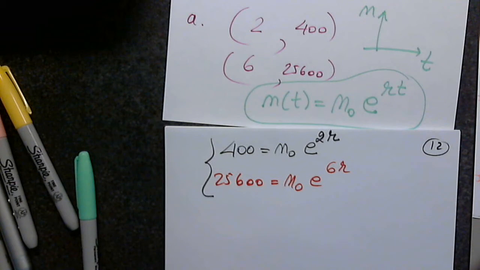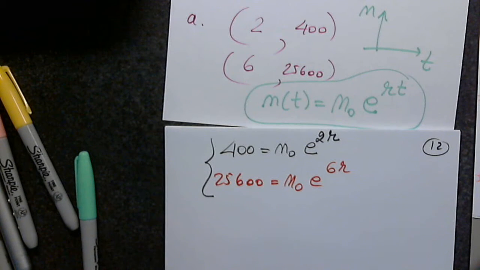I can't solve for R here and then plug it in here because it would be kind of difficult. There are two options that I recommend. One, divide both equations and see what happens: this divided by this. Second option, solve for N0 and then plug it in.